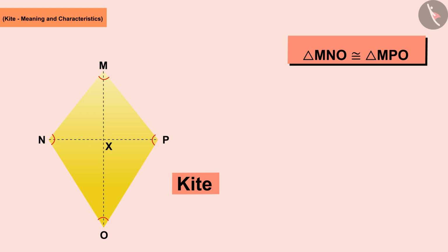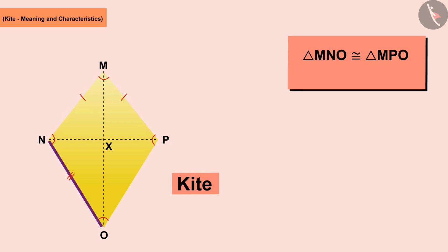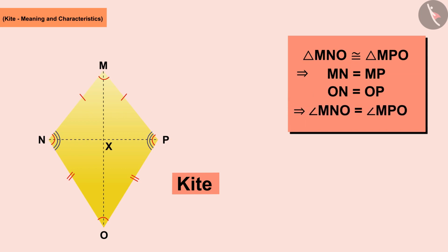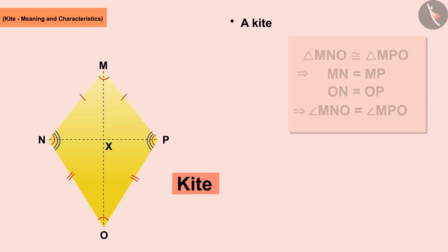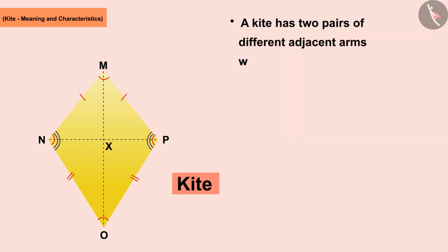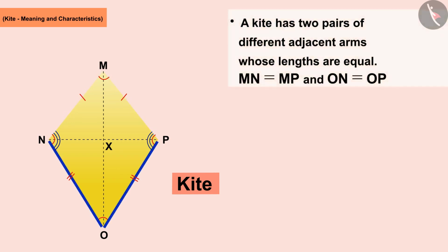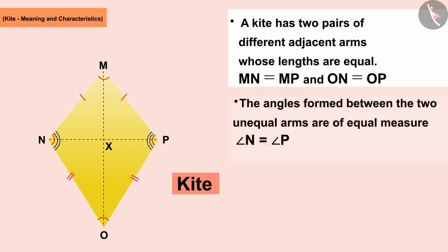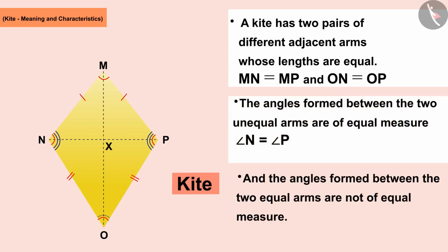That is, the corresponding sides MN and MP and the sides ON and OP are equal, and the corresponding angles MNO and MPO are also of equal measure. So we can say that a kite has 2 pairs of different adjacent arms. The 2 sides of each pair are mutually equal. The angles formed between the 2 unequal arms are of equal measure. And the angles formed between the 2 equal arms are not of equal measure.